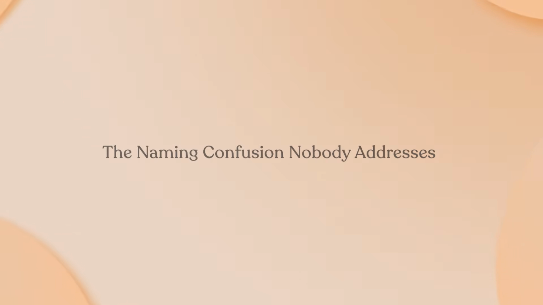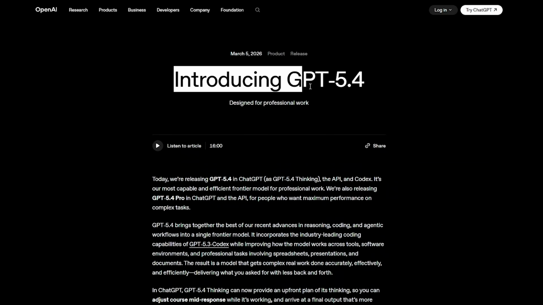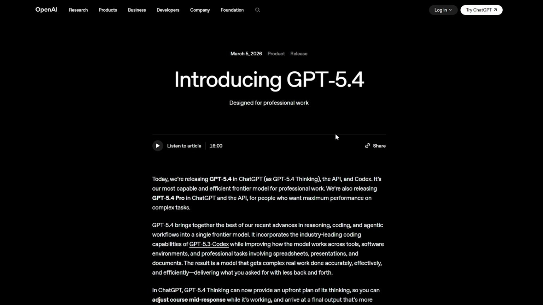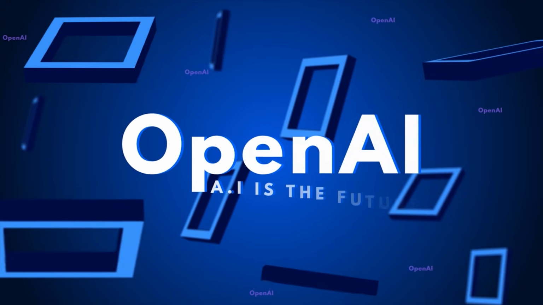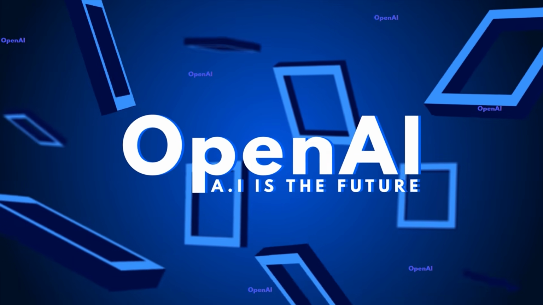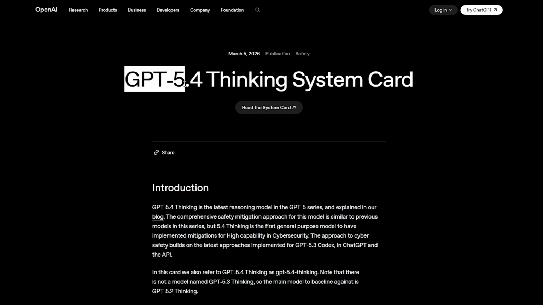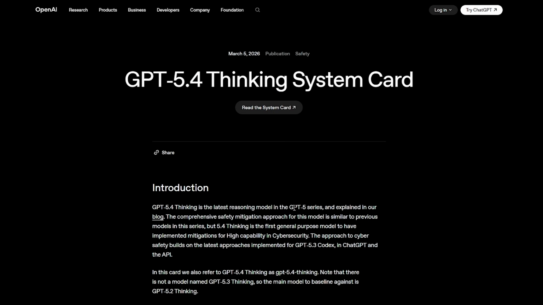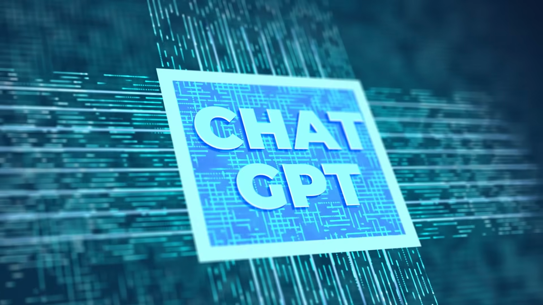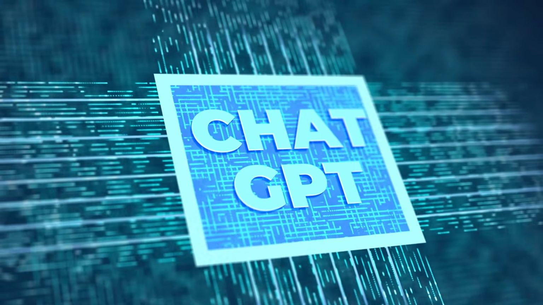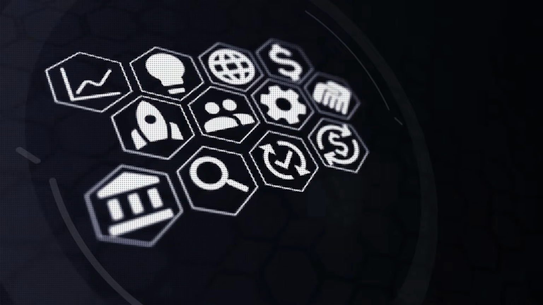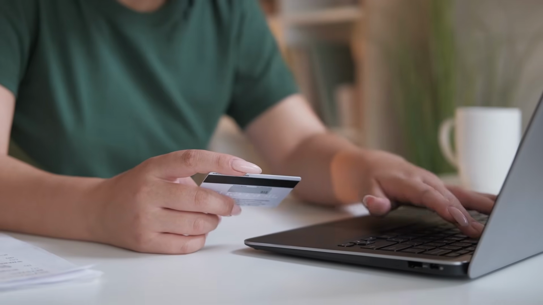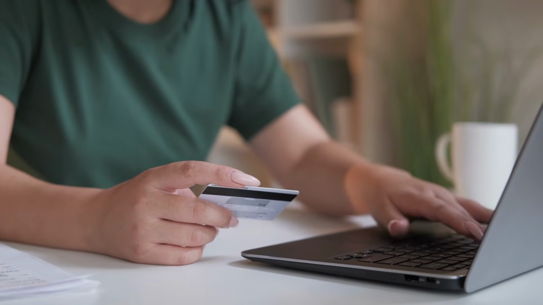The naming confusion nobody addresses. Before we even get into specs, let's clear up something that trips people up constantly. When people say ChatGPT 5.4, that's not actually the model name. OpenAI calls the underlying model GPT 5.4, and there's also GPT 5.4 Thinking, which comes with its own full system card and separate reasoning capabilities. ChatGPT is the product, GPT 5.4 is the engine. It matters because when you're comparing API capabilities, pricing, and benchmarks, you need to know which layer you're actually talking about.